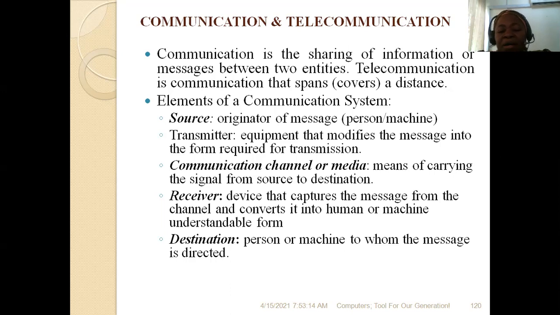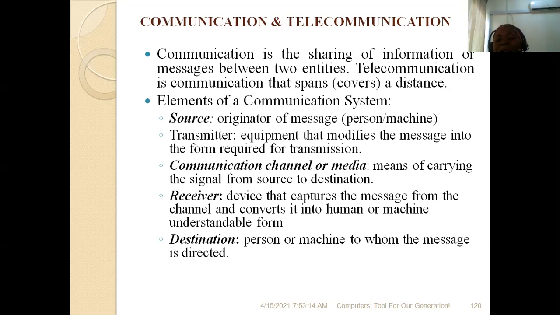Now, the receiver is the fourth element of a communication system. What does the receiver do? I've mentioned it before. The receiver is the device or equipment that captures the message from the channel and converts it into human or machine understandable form. Remember, I am the source in this case, but please don't say I am the source always. I am just making an example. The originator of the message is the source, okay?